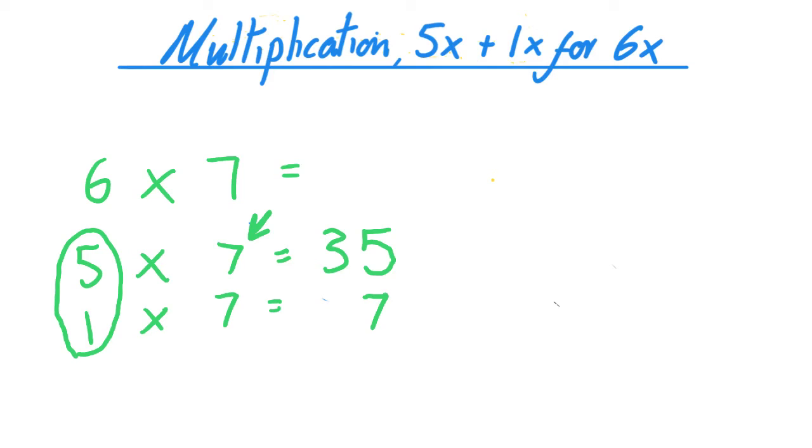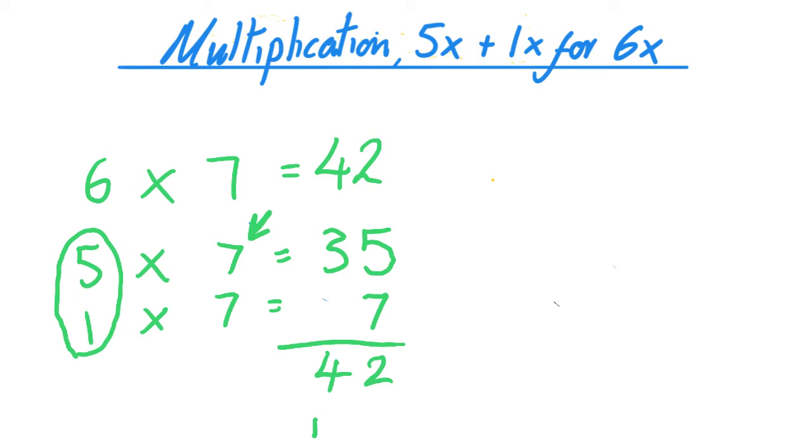So we need to put those two numbers together, don't we? So 5 and 7 makes 12, carry the 1, and 3 and 1 makes 4. So 6 times 7 is 42.